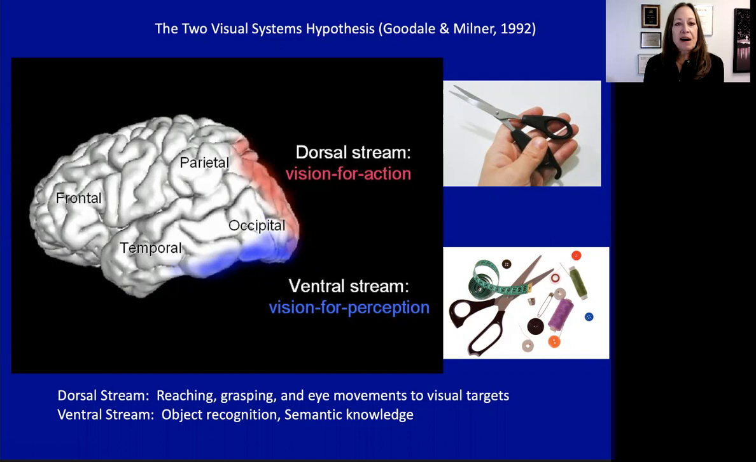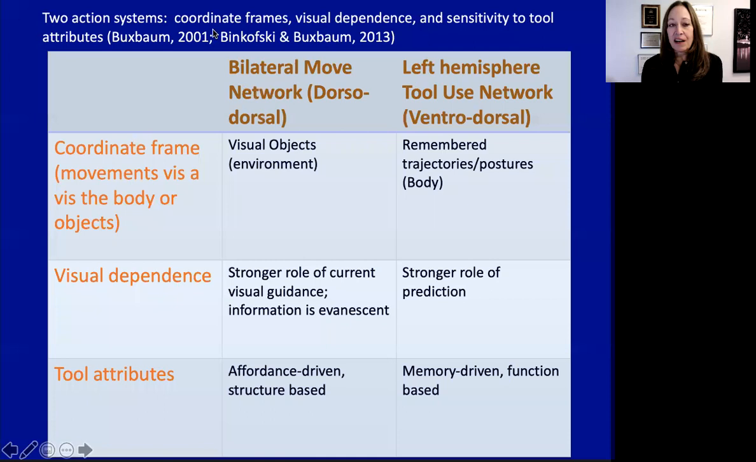But when you think about it, this two-system model doesn't really explain the performance of the patient I just showed you, because she does well on some action tasks and not other action tasks. And it suggested to us that we need to expand this two-route model. So in 2001, and then in some later work, including this paper, Binkofski and Buxbaum, we developed a two action systems hypothesis. And the hypothesis contrasts a bilateral move network, which is the dorso-dorsal network, with a left hemisphere lateralized tool use network, which is the ventro-dorsal network. And these two systems are specialized for different aspects of tool actions.